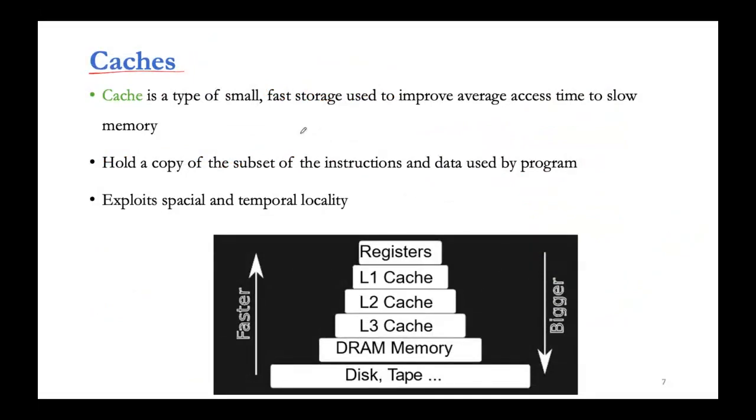Okay, we call cache a type of small and fast storage which is used to improve the average access time to slow memory. So what is the meaning of this?